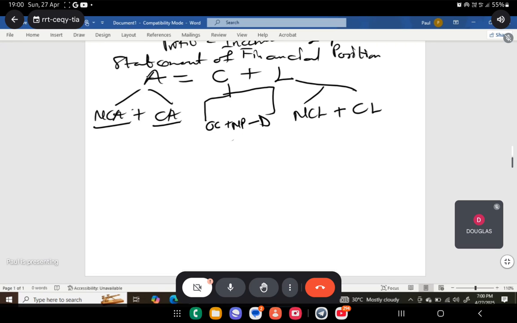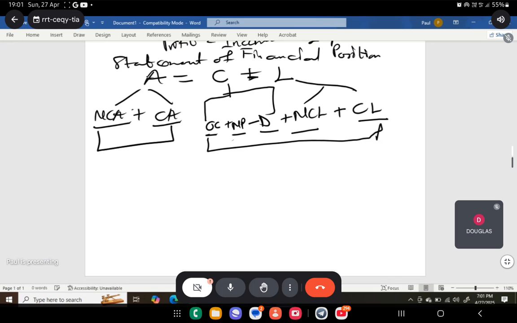So we move to the other side, financed by capital. So we bring the opening capital, we add our profits, we less drawings, and we add non-current liabilities because it's addition. You can see it here. Then we add current liabilities. Then whatever we get from adding here should be equal to this and that. Please, do you understand?